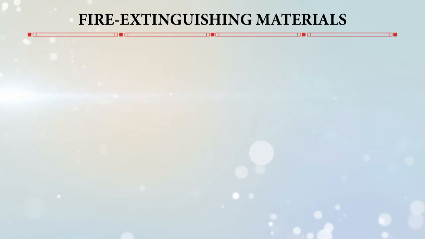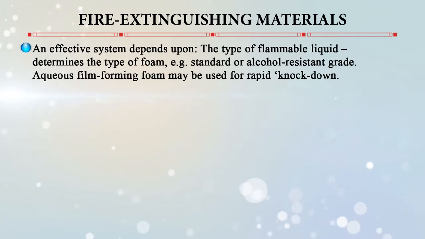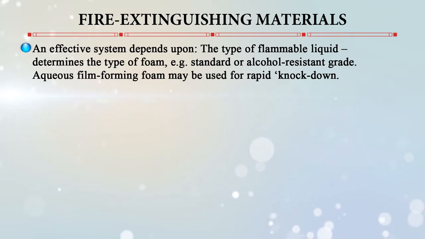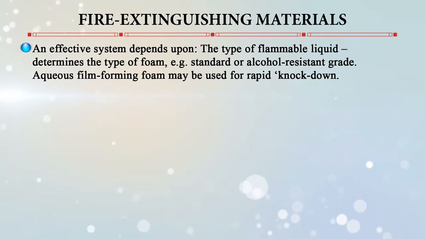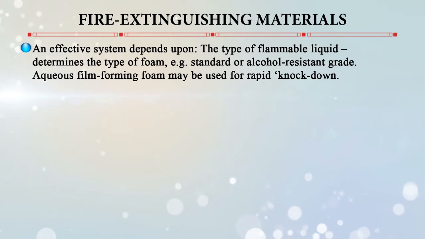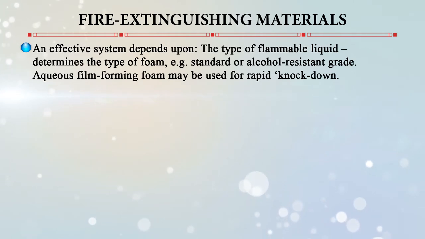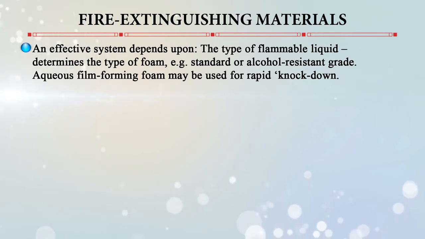An effective fire extinguishing system mainly depends upon the type of flammable liquids, that means that determines the type of foam. For example, standard or alcohol resistant grade will be used. And aqueous film forming foam may be used for rapid knockdown.